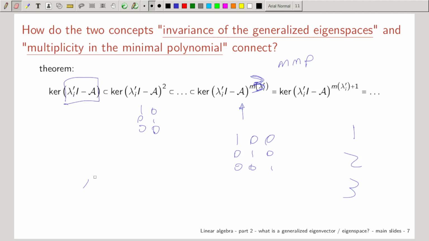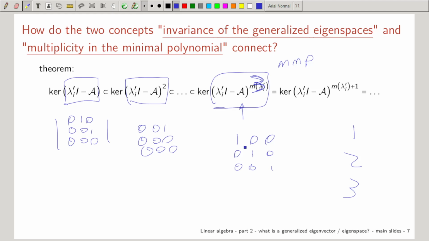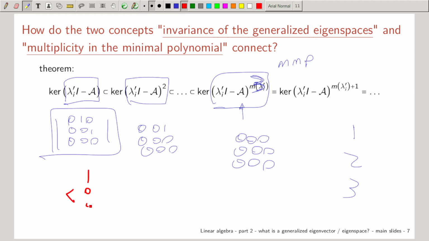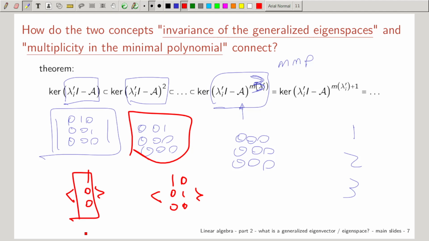This one is 0, 1, 0, 0, 0, 1, 0, 0, 0, as a matrix. If I take the kernel of this, let's make it in red, it is going to be given by the span of 1, 0, 0. If I take the kernel of this one, it's going to be given by 1, 0, 0, 0, 1, 0. True? Eigenvector, generalized eigenvector of order 2.